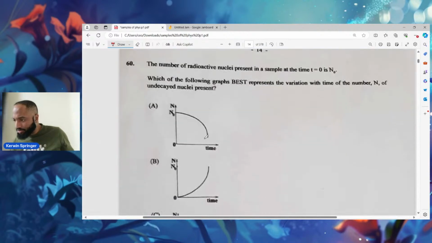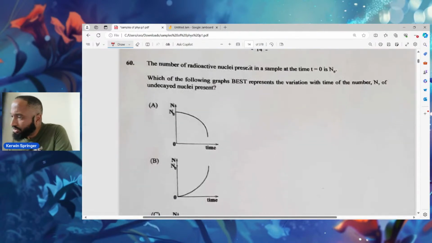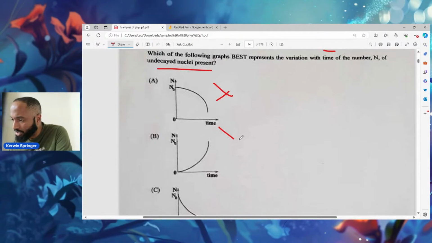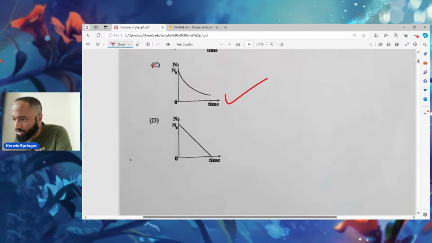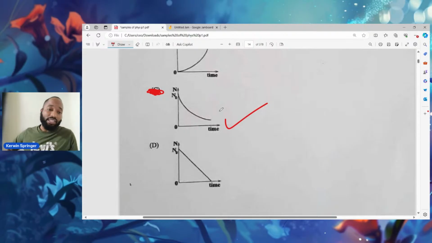Last question. The number of radioactive nuclei present in a sample at time t is N. All right. Which of the following best shows decay? So not this one, not this one, this one. C. That's the graph of radioactive decay. It has to be C. All right, 60 questions done.